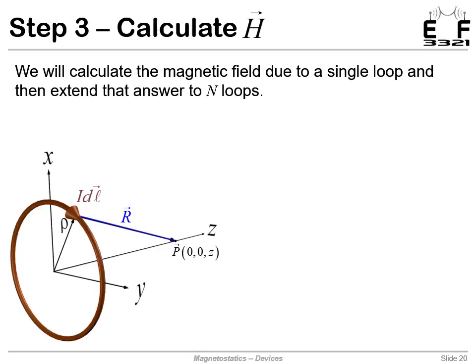So right now, forget about the solenoid and let's just think about a single loop. So we've placed a single loop centered around the z-axis, and we're observing the magnetic field somewhere up here on the z-axis. So what is the magnetic field at that observation point along the z-axis?